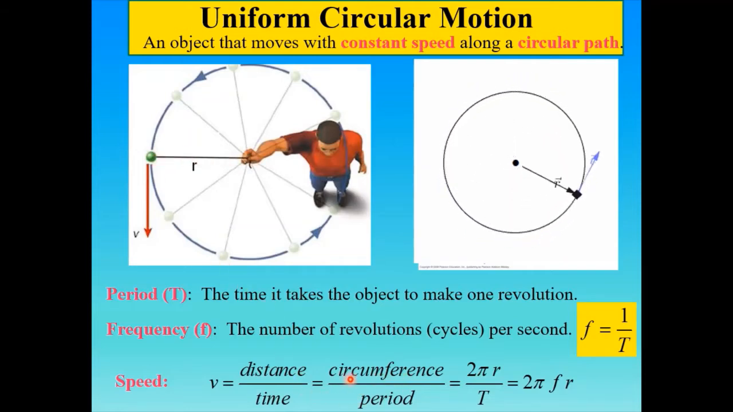And then the time it takes for the object to go once around the circle is the period. Remember, that's the definition of the period. So the period is given by the uppercase T. So the speed of an object in uniform circular motion is given by 2 pi r over the period T. Now, since remember that 1 over the period T is equal to the frequency, we can replace the 1 over T with f for frequency. So there's another relationship here that's convenient to use. The speed of an object in circular motion is 2 pi f r.